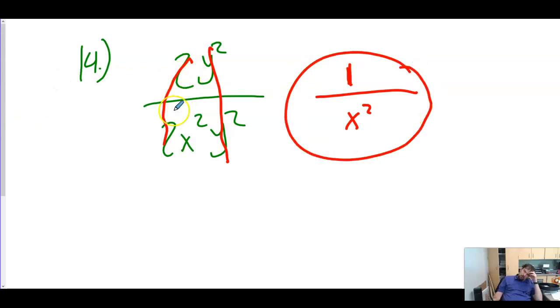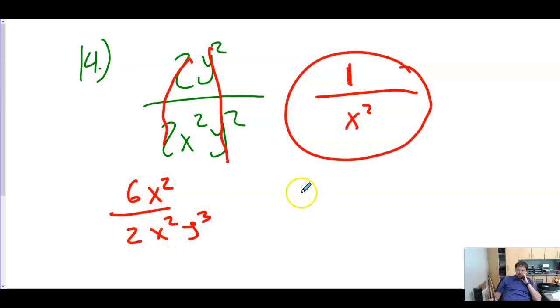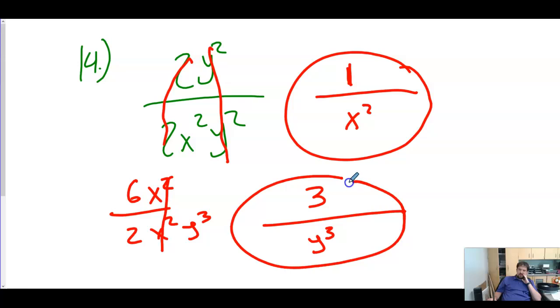So if I ever get a whole number, like 2 divided by 2, or if it was 6 divided by 2, let's do 6x squared over 2x squared y to the third. 6 divided by 2 is 3. I'd put the 3 in the top. The x squared would cancel out, and the y cubed doesn't do anything. It would just stay in the bottom. So if you ever get a whole number from the division, you just keep it in the top.